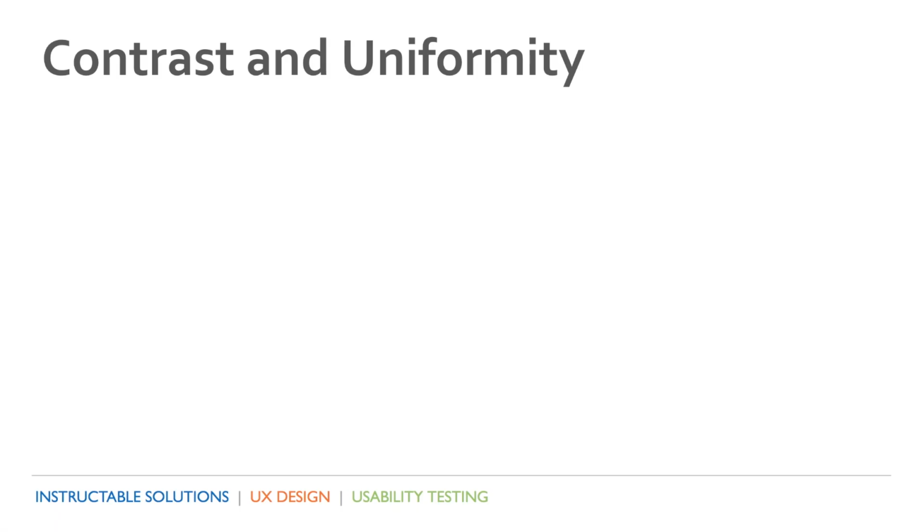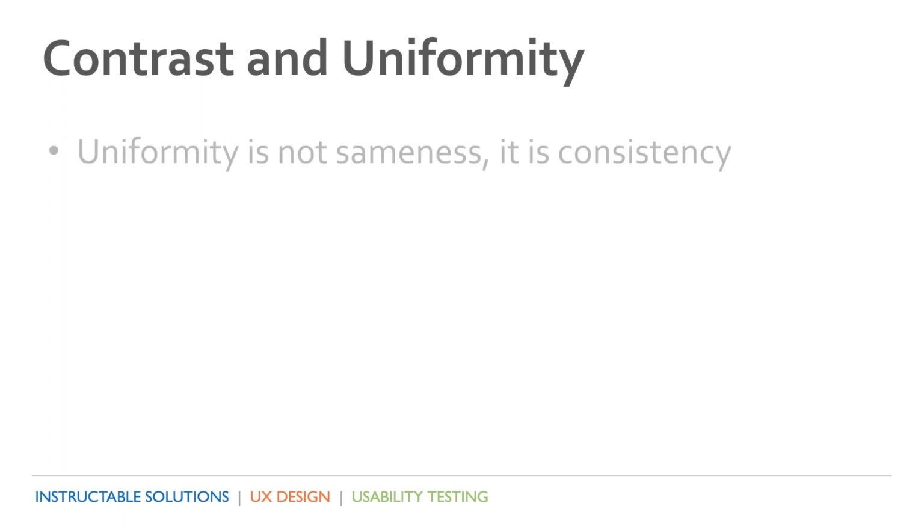To explain this a little further, I want to make sure that everyone understands that uniformity is not sameness. It's just consistency. It's consistency in button shapes. It's consistency in typography size. It's consistency in color use. Uniformity allows us to see similar components on different pages and understand what they do almost immediately.